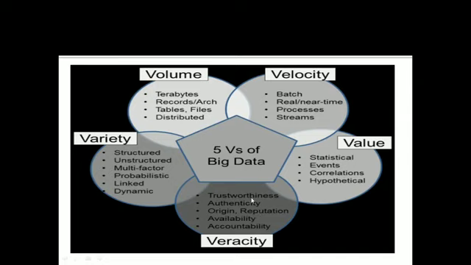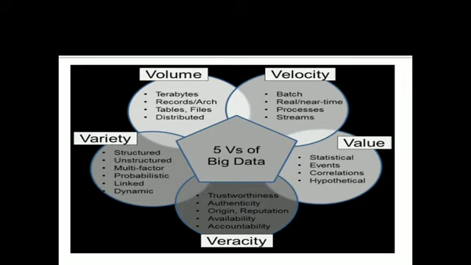Next is the veracity. Veracity deals with the trustworthiness, meaning whether the data that we have collected is useful or not, whether the data is needed for authentication, how the data originated, and whether the data is available and accountable. All these things related to the uncertainty are covered under the veracity.